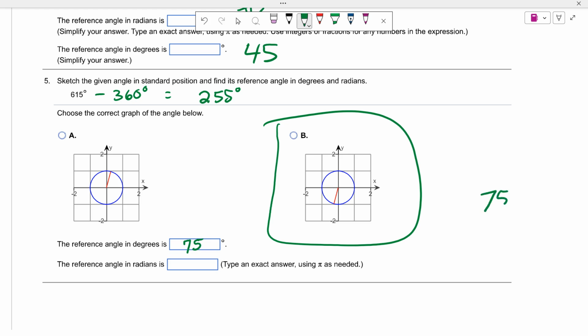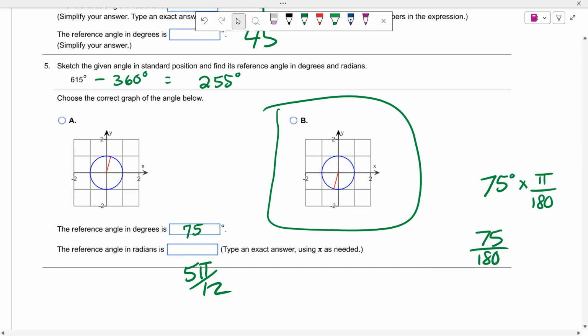What is that angle in radians? Well, 75 degrees, if we want to change it to radians, we multiply by pi and divide by 180. What's 75 over 180 as a reduced fraction? Something over 12. 5 twelfths. So it'd be 5 pi over 12 as its reference angle. 5 pi over 12.